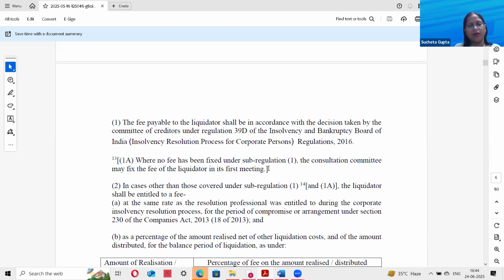That is why I asked about the general. If you are putting shall, the next point will not be valid. Point number 2: in case other than those covered under sub-regulation, in case of old cases prior to this, liquidators shall be entitled to a fee.